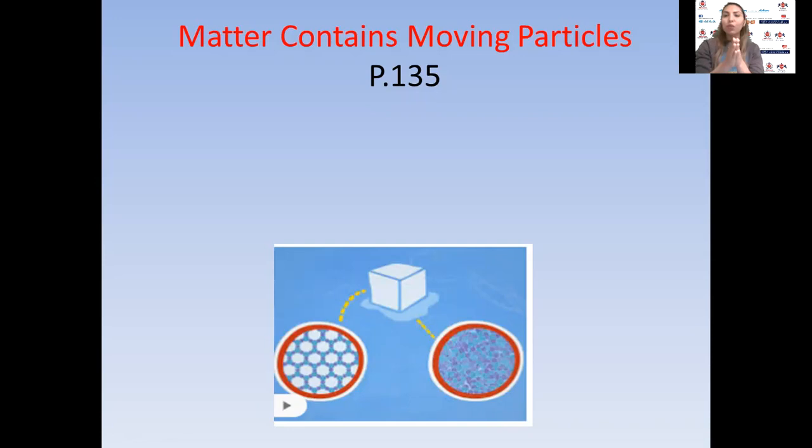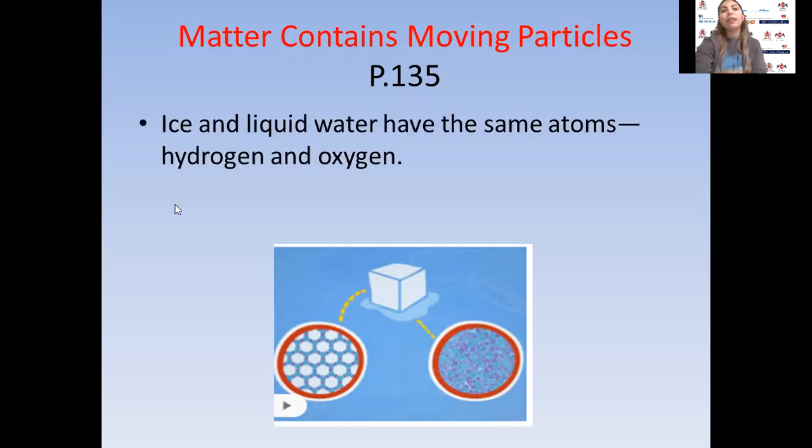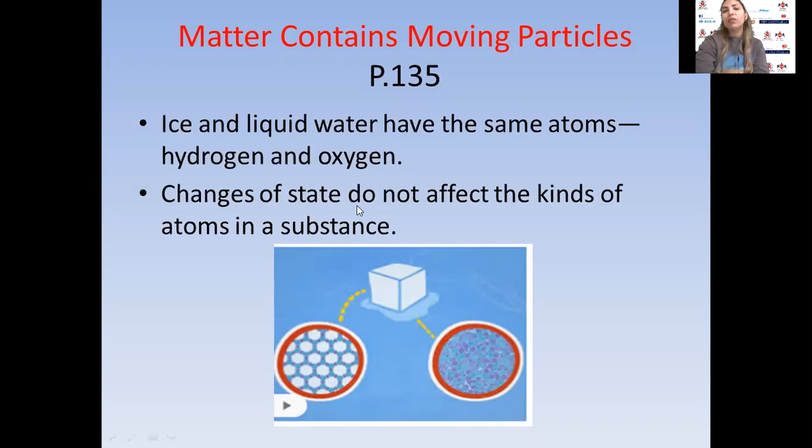It's due to the arrangement of particles. According to the arrangement of particles, it tells us the type of matter: solid, liquid, or gas. So let's see, the ice and liquid water have the same atoms, hydrogen and oxygen. The changes of state do not affect the kind of atoms in a substance. If you freeze liquid water to be ice, it doesn't change the kind of atoms, but it changes the arrangement of particles of atoms, okay?